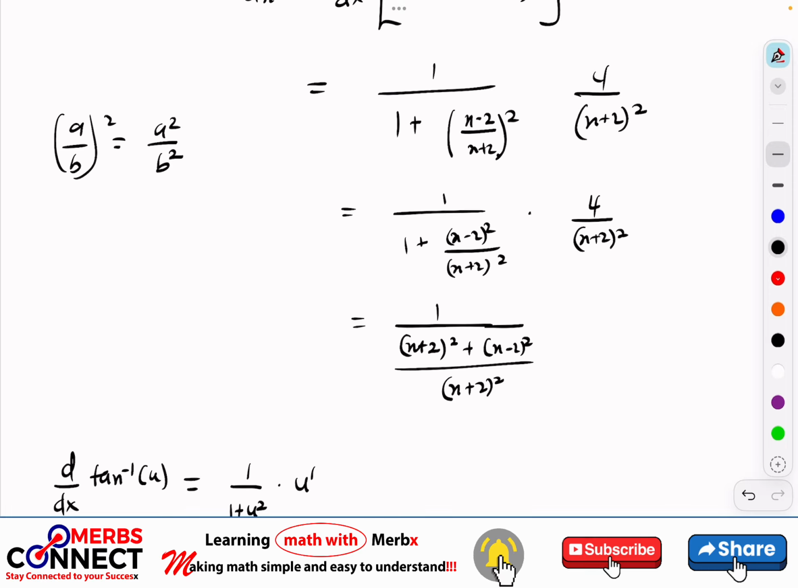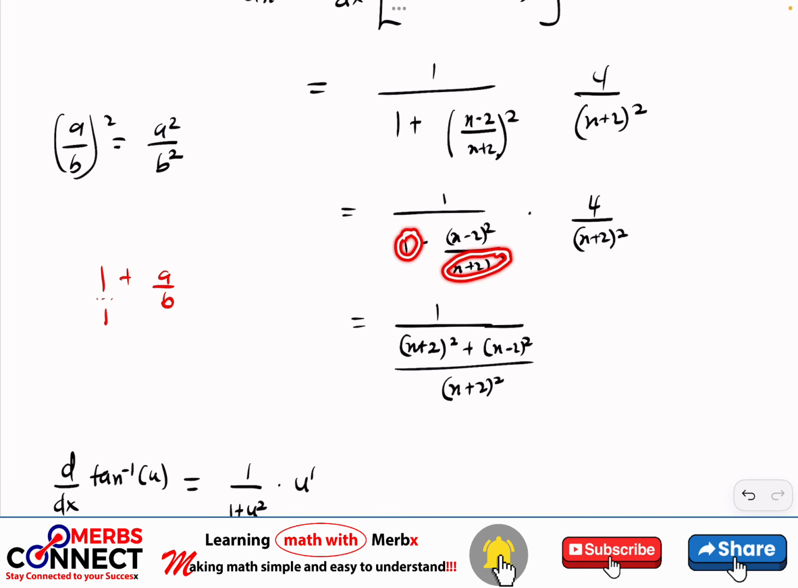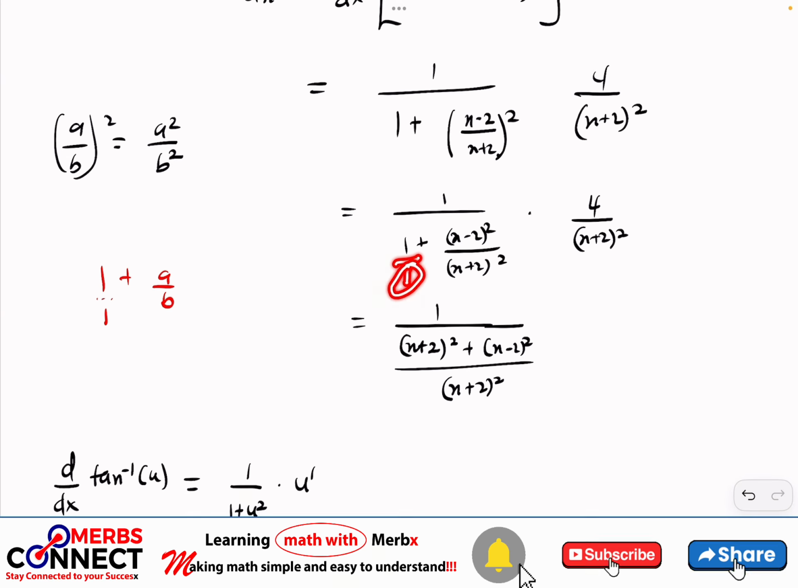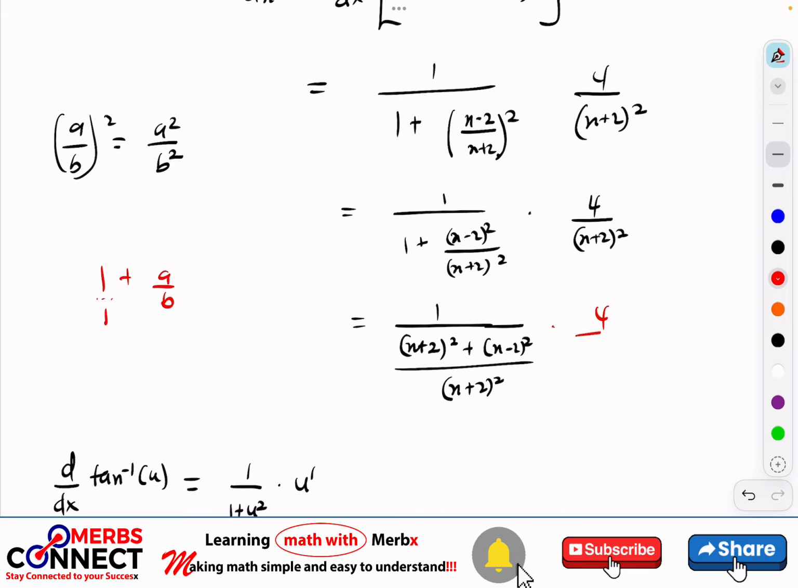So what happened there? I know that 1 plus a over b, this is kind of like divided by 1. So I just multiply this to this, then this to this, then I now multiply this to this. So this times 1 is this, plus this is divided by 1. So 1 times this is going to give us the same thing. Then since this one is divided by 1, 1 times this is going to give us this. And times 4 over x plus 2 all squared.